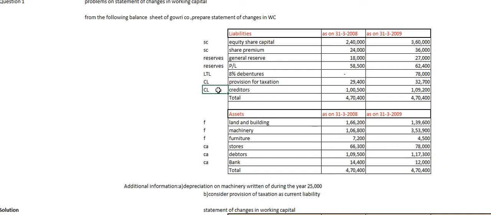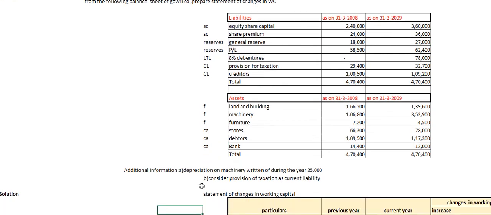Creditors is a current liability. Moving on to your asset side: land and building, fixed asset; machinery, fixed asset; furniture, fixed asset; stores. Stores is nothing but your stock in the form of consumable stores, which is a current asset. Debtors, current asset; bank, current asset.